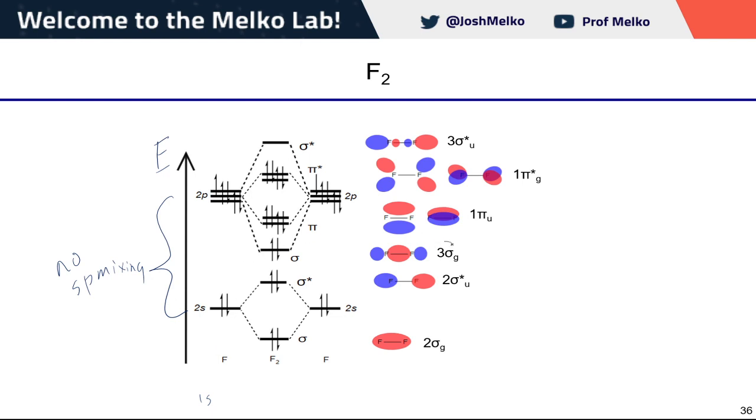The 3 sigma g and 3 sigma u are split much greater, right? This to here is much greater than the split between these two. And they're all built from p orbitals. Why is that the case? Okay, it's the case because of where these orbitals are pointing. The overlap here, when the atomic orbitals are pointed along the internuclear axis, is a lot more energy than the limited amount they're able to overlap here.